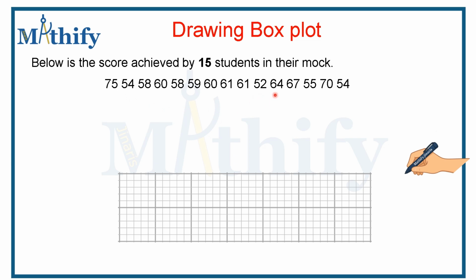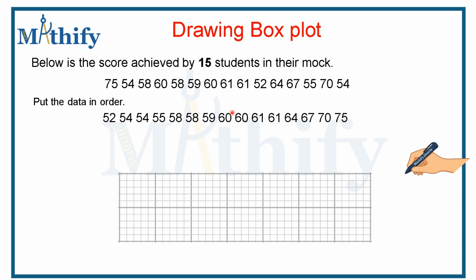We need to make sure that all the numbers are in order. So how do we do that? So we start from the smallest number to the biggest number. So from 52 to 75. That gives us hints that our minimum value would be 52 and our maximum value would be 75.